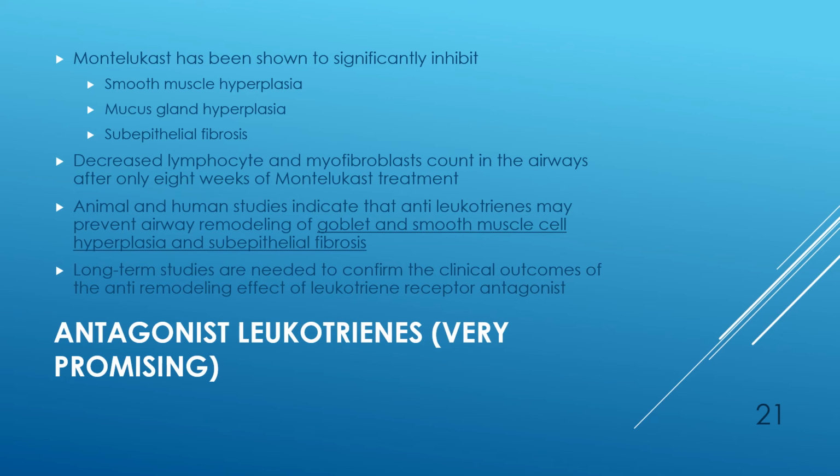Studies have shown that with montelukast, lymphocytes and myofibroblasts diminish after 8 weeks of use. Myofibroblasts are the precursors to muscle cells, so that's how they work. Also, human studies show that anti-leukotrienes prevent airway remodeling of goblet cells. And remember, I told you about the smooth muscle hyperplasia. It really works very well. So long-term studies are needed to confirm the clinical outcomes of the anti-remodeling effect of leukotriene receptor antagonists, but I would say this is one of your real go-to drugs to prevent airway remodeling.